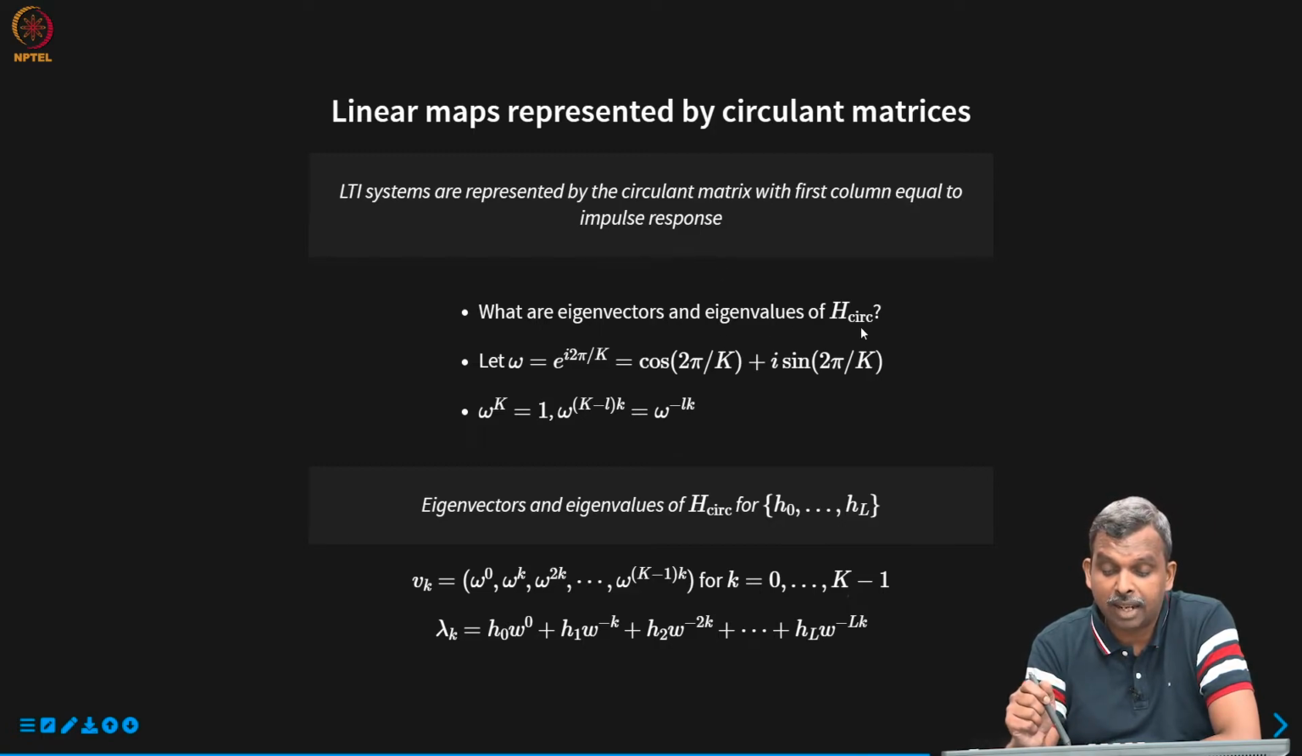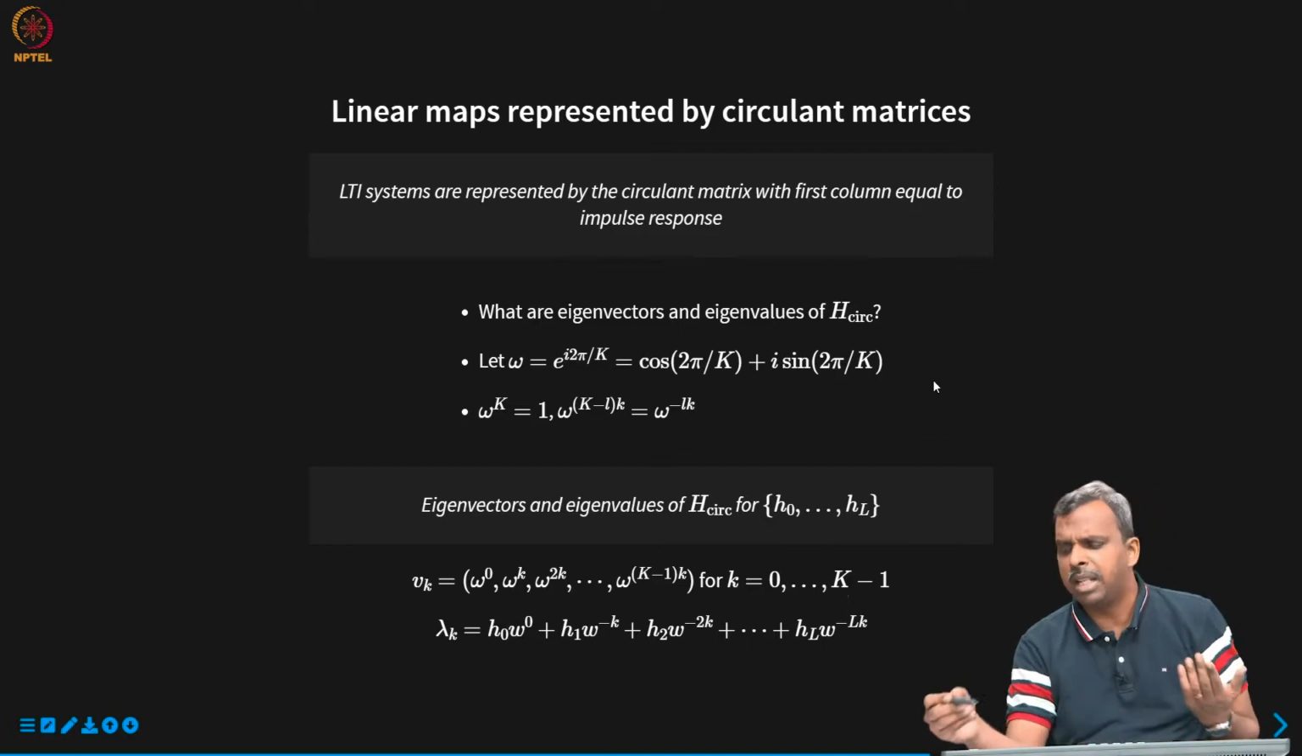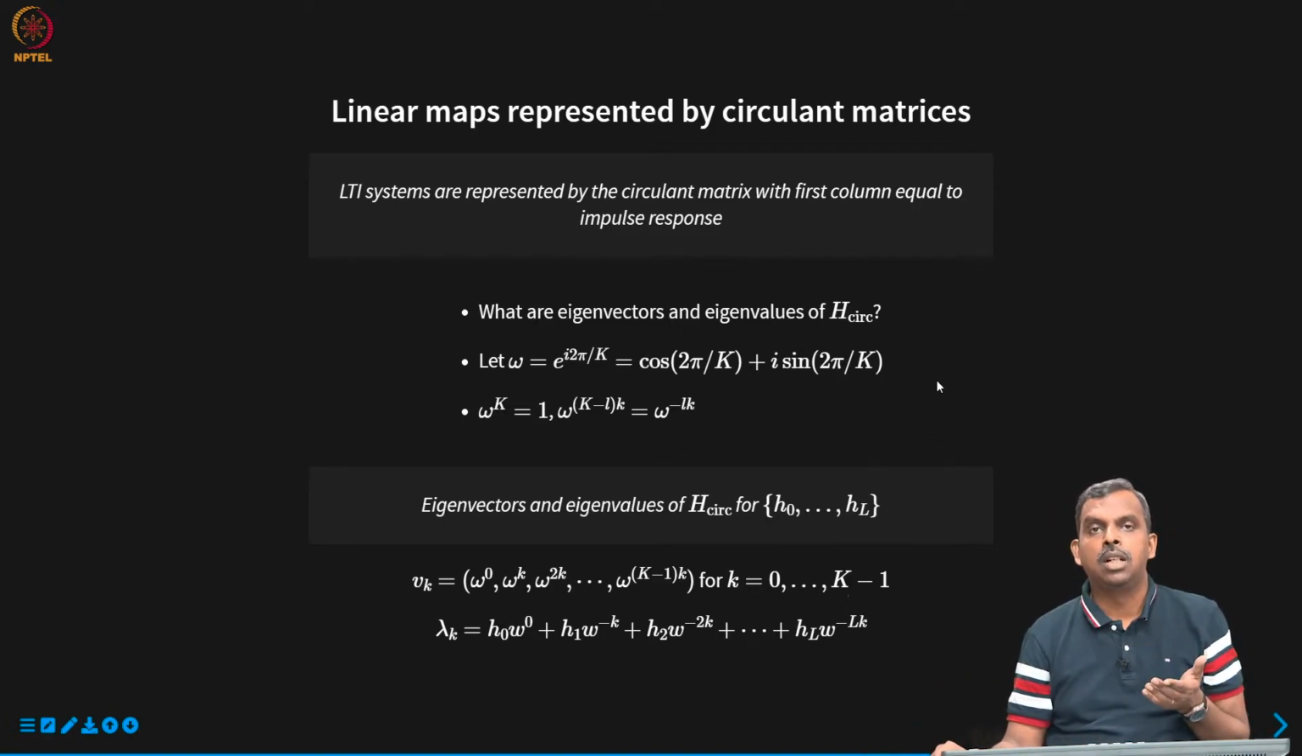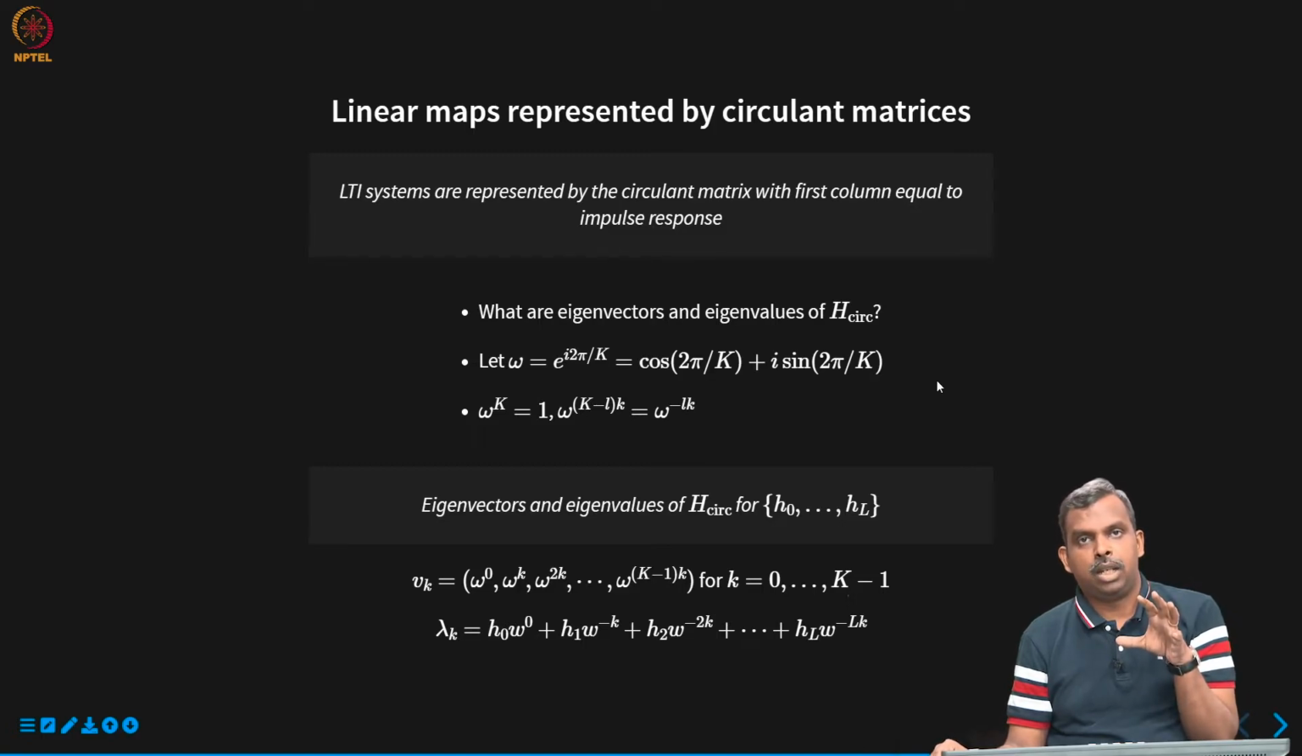What are the eigenvectors and eigenvalues of C_h, any circulant matrix? It doesn't matter what the entries of the circulant matrix are, its eigenvectors and eigenvalues can be very conveniently described. Okay, so this slide tells you that. Normally you expect the eigenvectors and eigenvalues to depend on the entries of the matrix. Yes, the eigenvalues in almost all cases will definitely depend on the entries of the matrix, but it turns out for circulant matrices, the eigenvectors do not depend on what you put in the matrix. As long as the matrix is circulant, the eigenvectors are fixed.